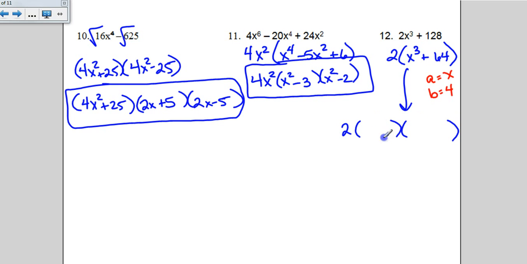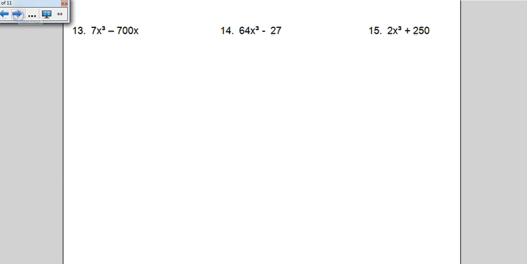we get a plus b, so x plus 4, and then x squared minus ab, so minus 4x, plus 16. And that is your final answer. That pattern is really not bad once you have it memorized.